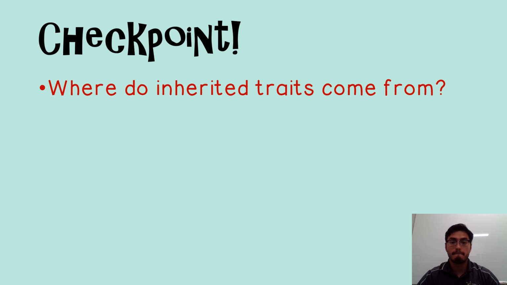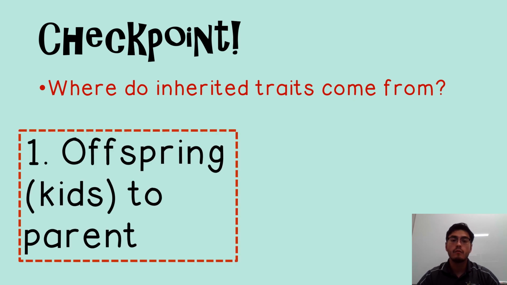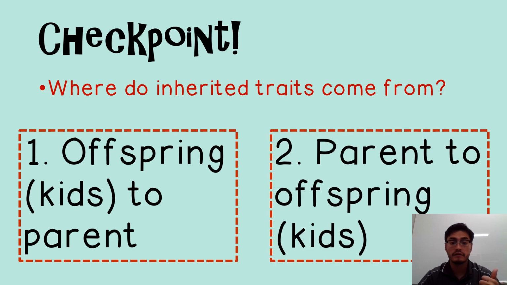Next check. Where do inherited traits come from? 1, the offspring to parent, or from parent to offspring? So a little bit different, same question, just asked a little differently with different answers. Go ahead and pause the video to choose your answer. So, one more time, if we're talking from the perspective of the kid, it comes from their parent. So it comes from parent to offspring, not the other way around.